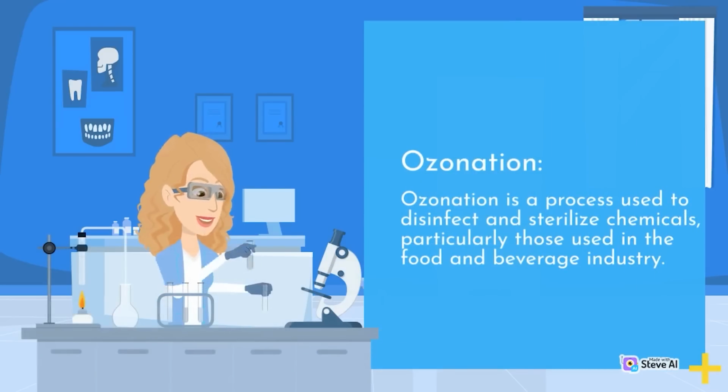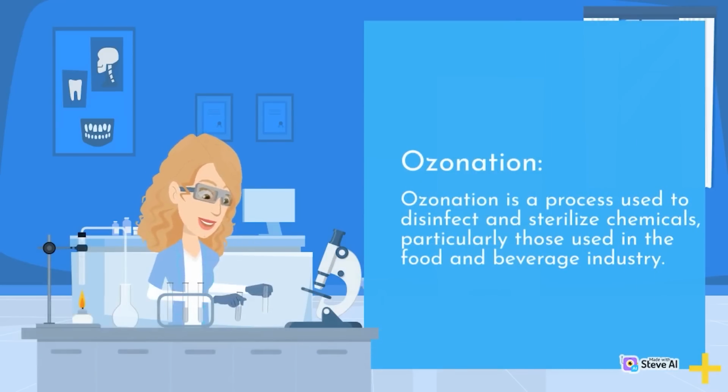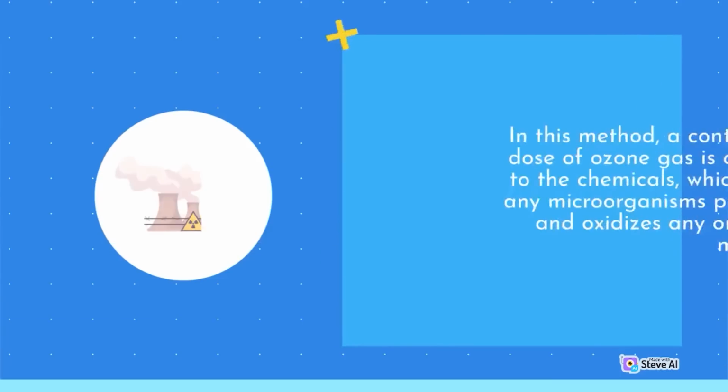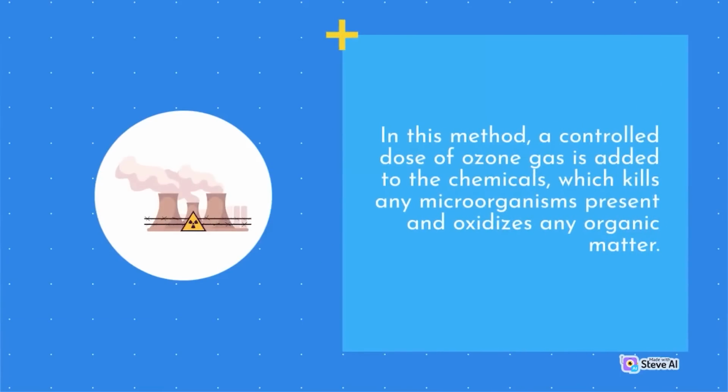Ozonation. Ozonation is a process used to disinfect and sterilize chemicals, particularly those used in the food and beverage industry. In this method, a controlled dose of ozone gas is added to the chemicals, which kills any microorganisms present and oxidizes any organic matter.